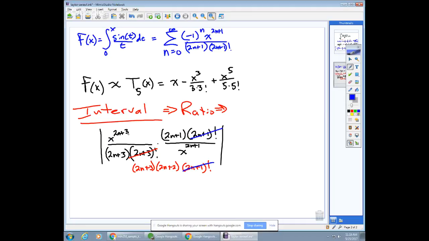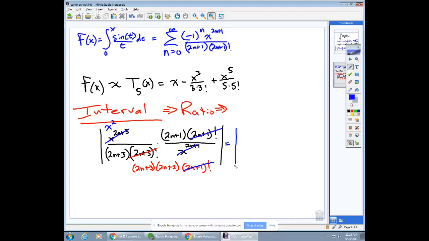What happens with the x's? What's 2n plus 3 minus 2n plus 1? It's just 2, right? So that goes into that, x squared times. And these guys don't divide into each other. We're just stuck with the ratio there. So let's clean up. What do we have then?